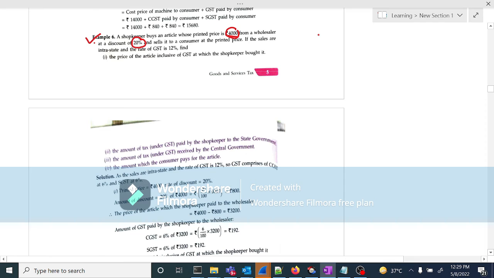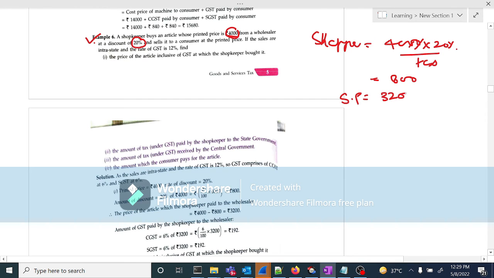Okay, so 4,000, for the shopkeeper, right? What is the SP? 4,000. The 20% discount he got is basically 800 rupees. So what is the price? Selling price is 3,200, right? So the shopkeeper bought this at 3,200. So he has to pay GST. GST is 12%.